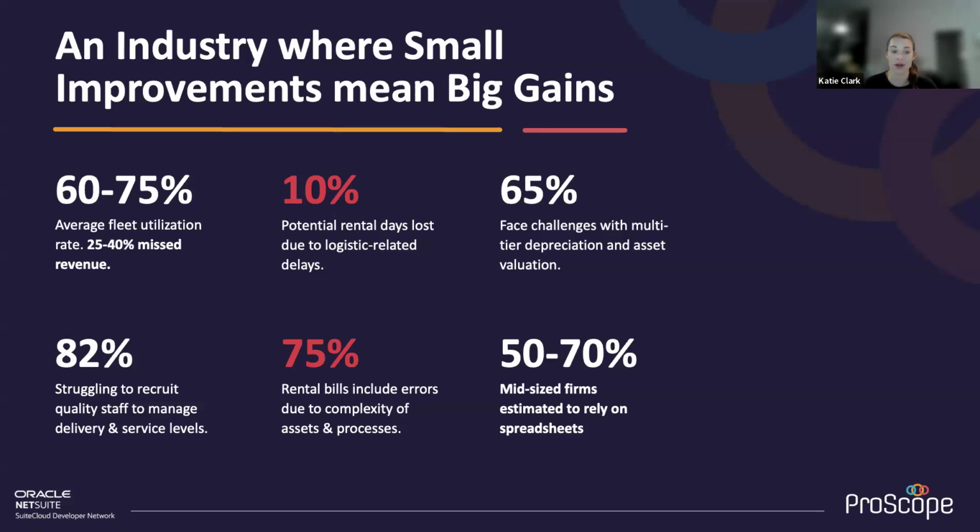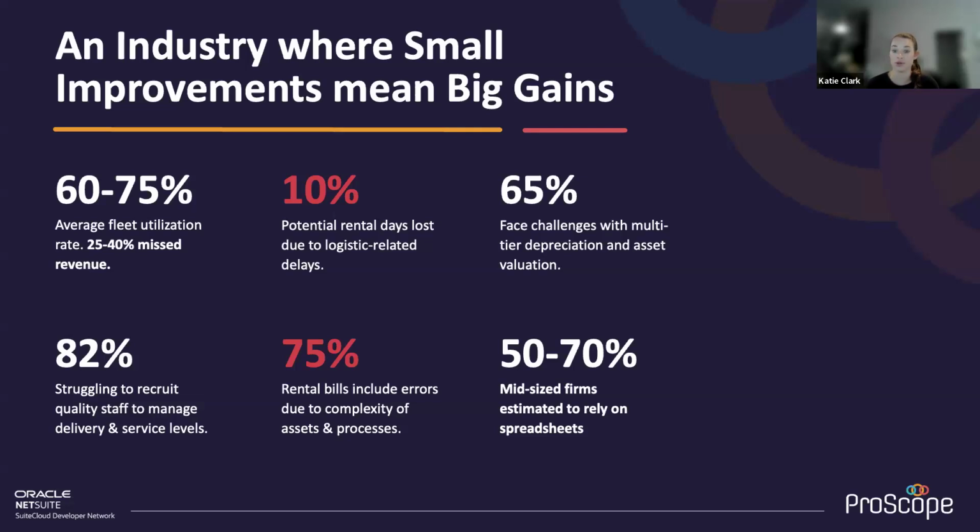65% of companies are struggling with multi-tier depreciation and asset valuation. That's often made worse by siloed financial tools that don't talk to operational systems. And the results of that can often be inaccurate reporting and compliance risks. 82% are fighting an uphill battle just to recruit and retain qualified staff to manage deliveries, pickups, and service levels.